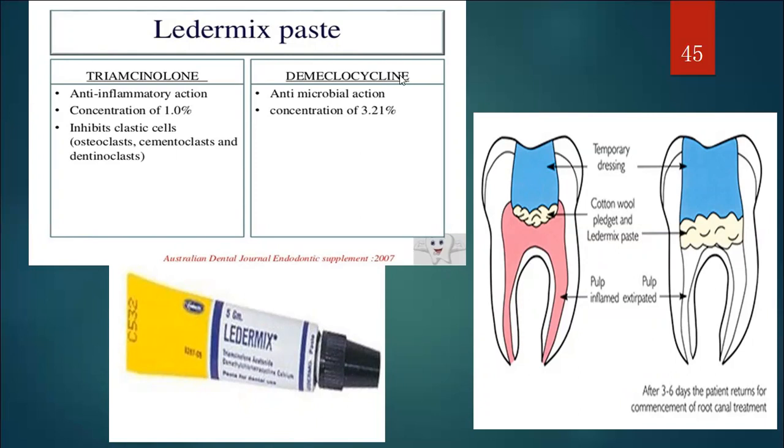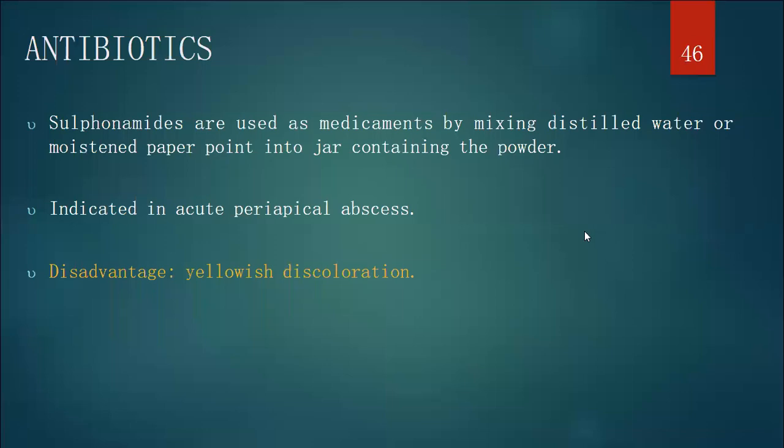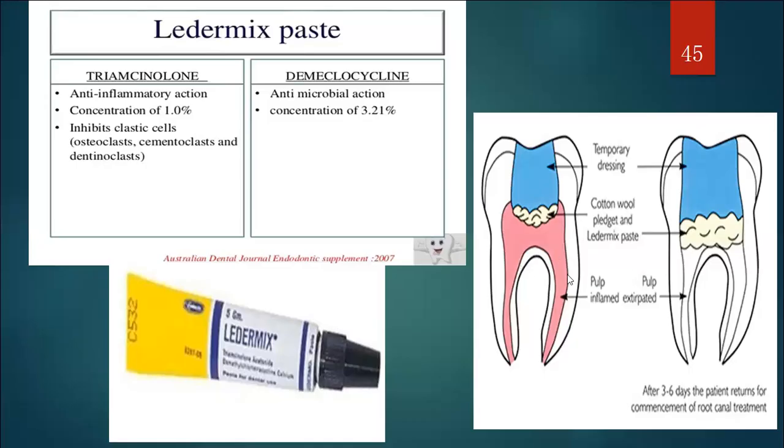This is the picture depicting how it is placed. When the pulp is inflamed, it can be placed on the exposed pulp and a temporary dressing can be given. Or also, when the pulp is extirpated completely, the Ledermix paste can be placed and followed by the temporary dressing. After 3 to 6 days, the patient returns for commencement of the root canal treatment.